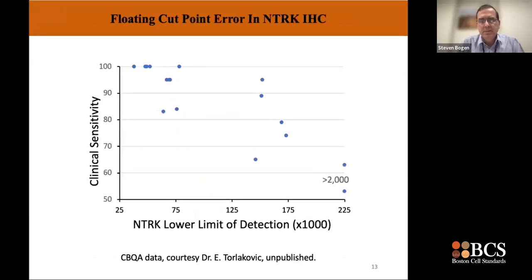Here's another example, this one not yet published. The study design was similar. NTRK immunohistochemistry testing is important for determining eligibility for treatment with a TRK inhibitor, such as Vitrakvi. As the graph shows, clinical sensitivity is directly related to the NTRK cut point. With inadequate sensitivity, the labs to the far right are missing almost half of the patients who would benefit from the TRK inhibitor.